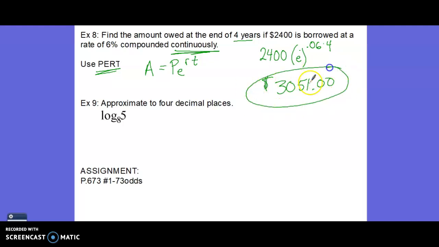And then you have a couple options on doing this. If you figure out your calculator, you might have to type it in this way.